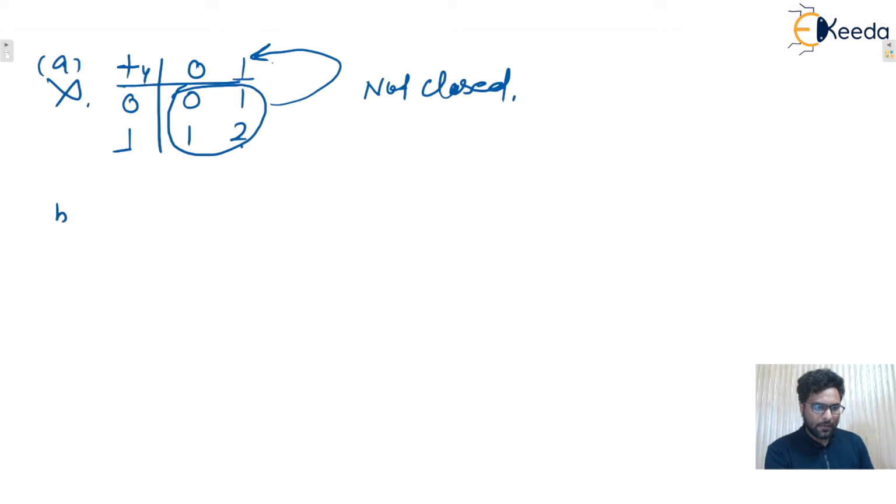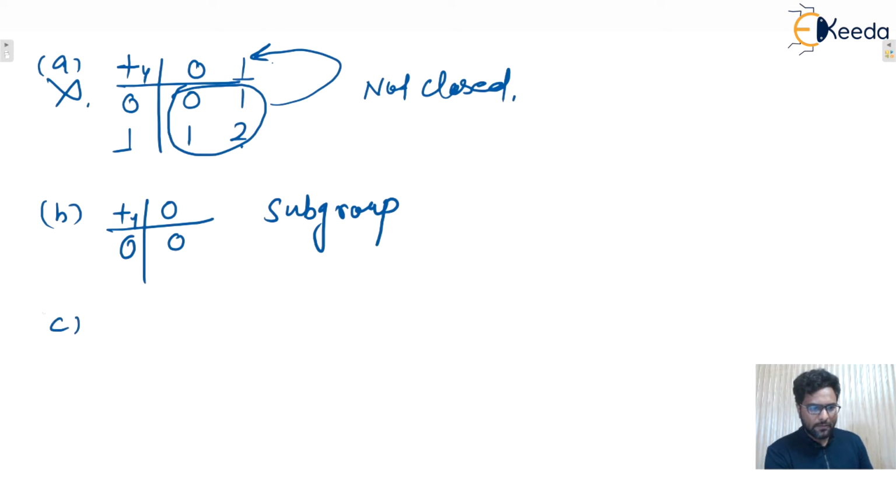Second one, option B. Only one element is there, so that will be the identity element. Yes or no? So this is closed as well. Next, the identity element exists, that is 0 only. Next, the inverse of 0 is also 0, because the inverse of the identity element is the same identity element. All properties of the group are satisfied. So we can say that yes, that is a subgroup.